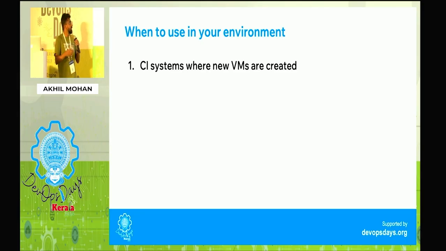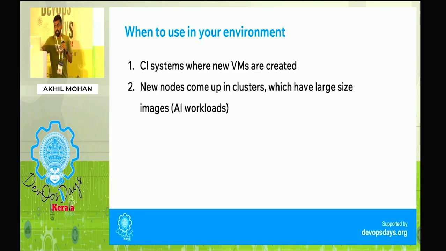to compile it. Another use case is whenever a new node comes up in a cluster and you have to download large images, mostly the image size of AI workloads will be very huge. In that case, you can use the stargz snapshotter, and again this is in the case of cold VMs.